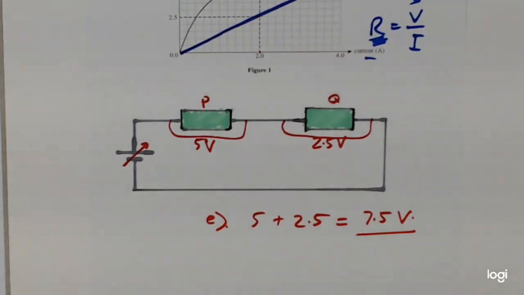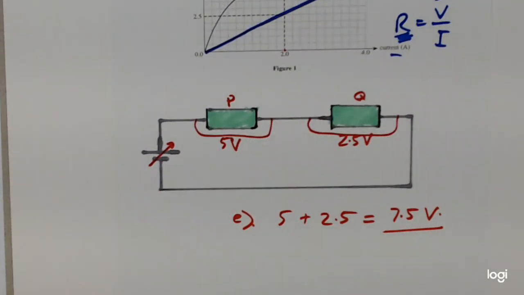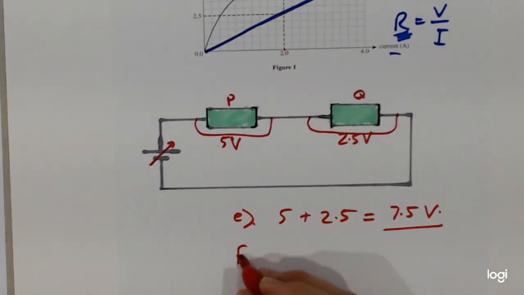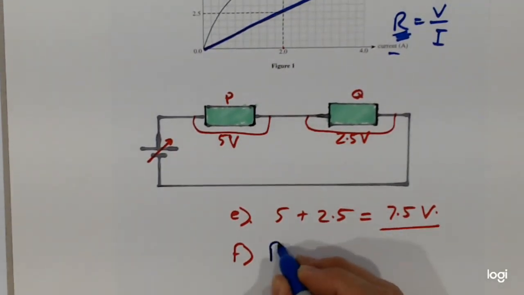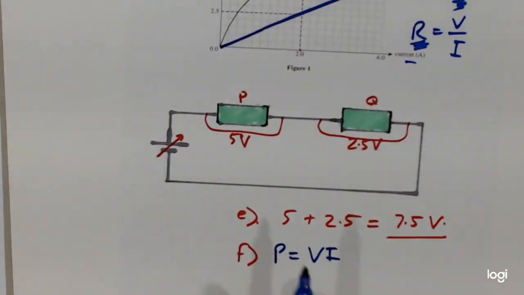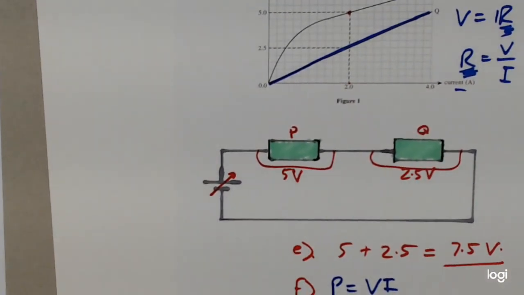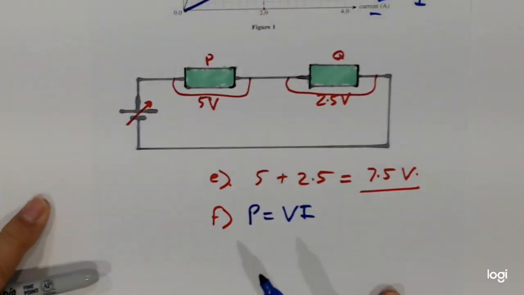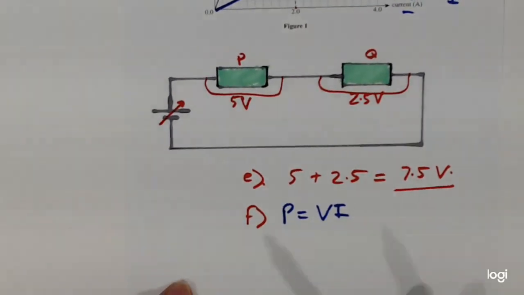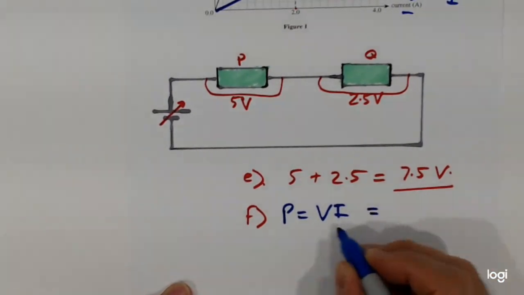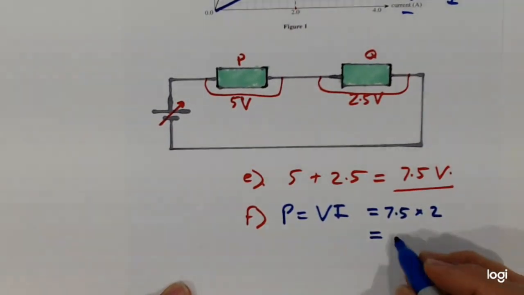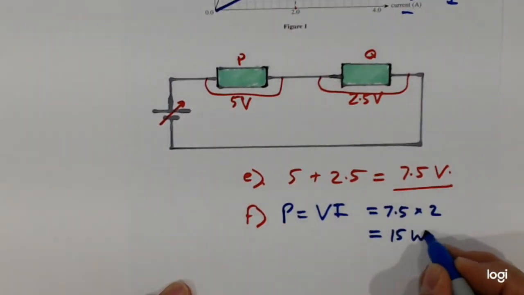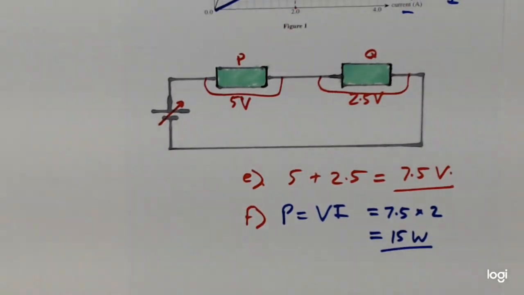Part F, calculate the electrical power supplied by the DC voltage source. Okay, power, F. Power is VI, and now you've got the V and the I for this. And again, keep in mind that the V and the I have to be for the same thing. They have to be for the same area. So the total voltage supplied times the total current supplied, and that's 15 watts. Power is in watts. That's F.